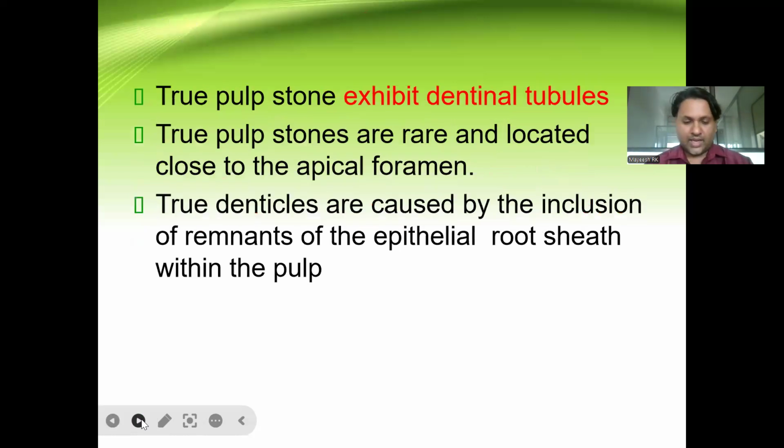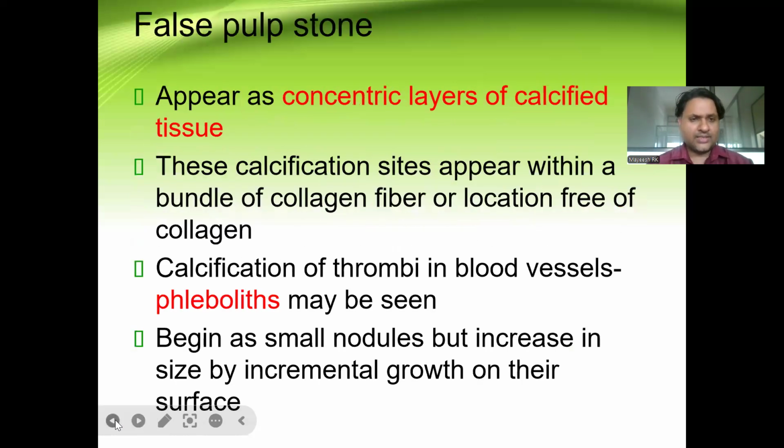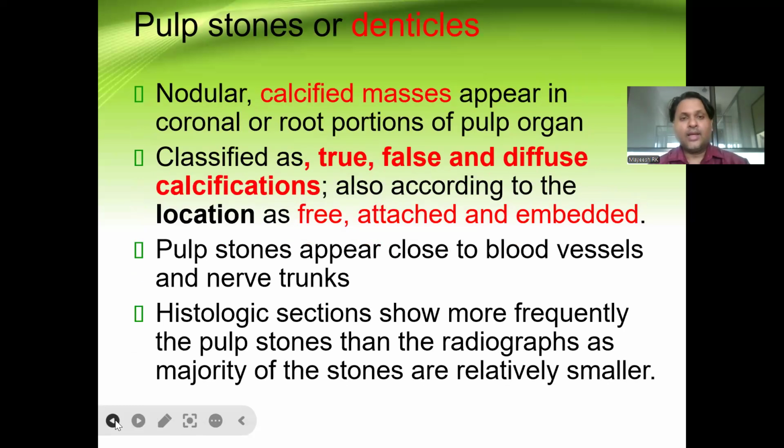Pulp stones are again asked as a short note, and they can ask you pulp stones, whose other name is denticles. So it's basically a synonym. This could be asked as a 3-mark question. What you need to remember is that when they ask you about age changes, you need to write all these points which we discussed previously, and along with that, you need to also write about pulp stones.